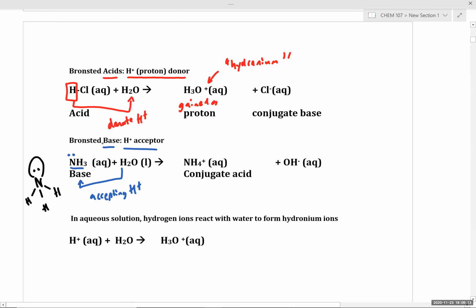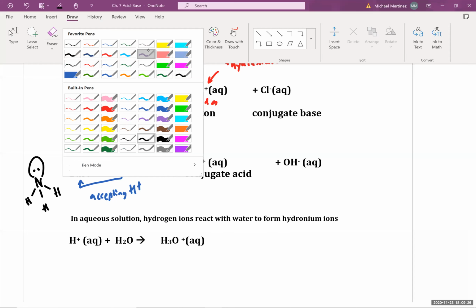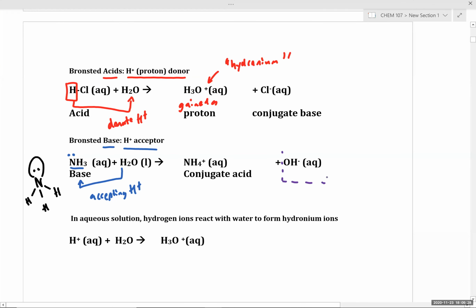Okay, so does everyone see how ammonia is functioning as a Bronsted base? Because it's picking up a proton. It's gaining H plus. And as we notice, what do we make? What very important anion do we make when this base reacts with water? Hydroxide, okay? So anytime you see the generation of hydroxide, we're likely dealing with a base.